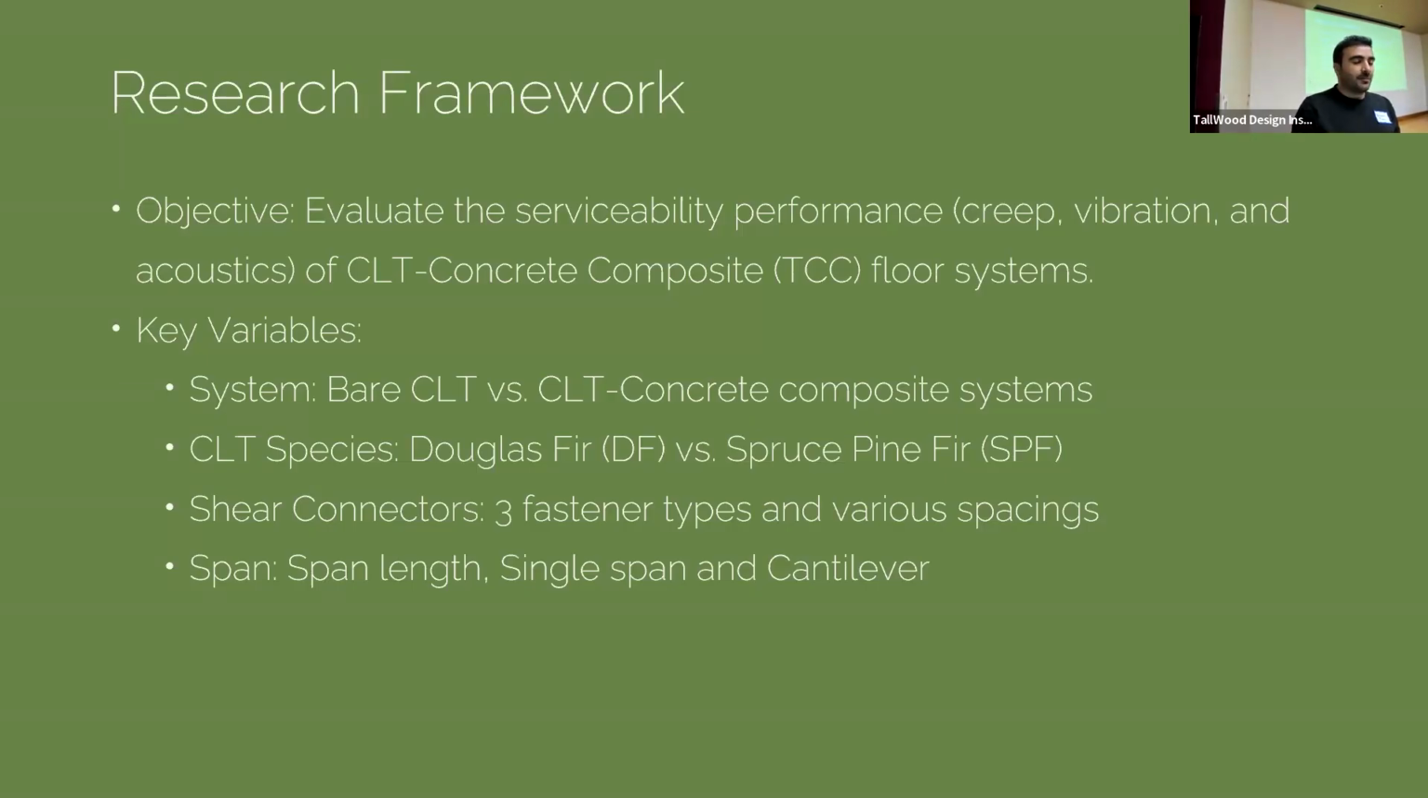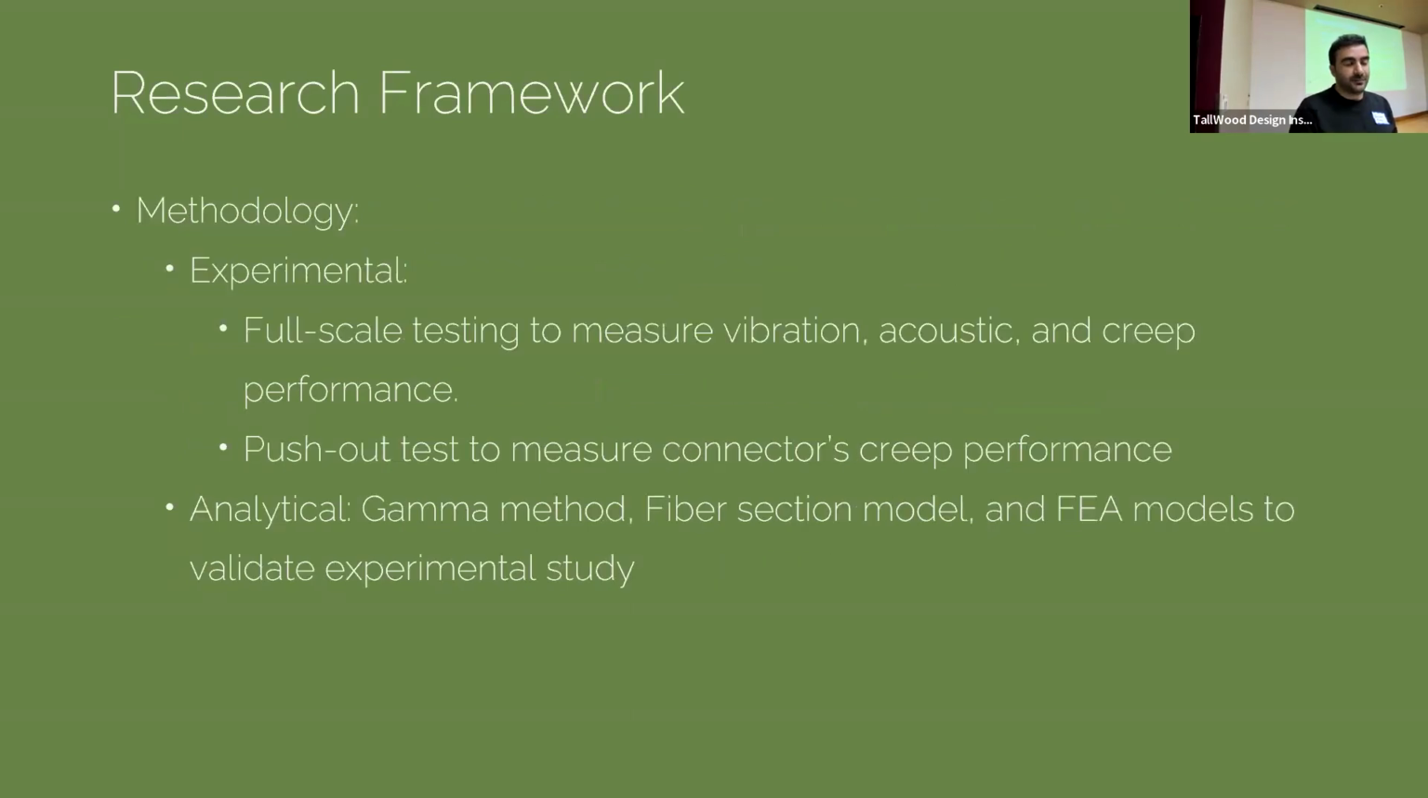So the first variable is the effect of the concrete topping. The second one is the effect of the CLT species. We know different CLT species have different mechanical properties, so different stiffness values. It may have some different effects on the serviceability properties. The third one is the type of the shear connectors and the spacings. And the last one is the effect of the span configuration, like the single span and the cantilever span.